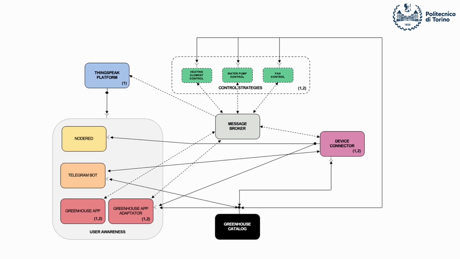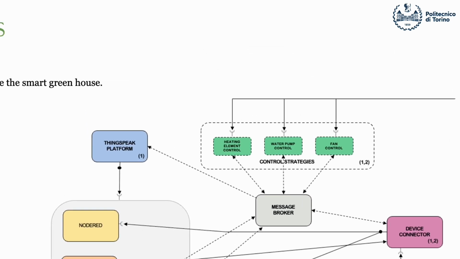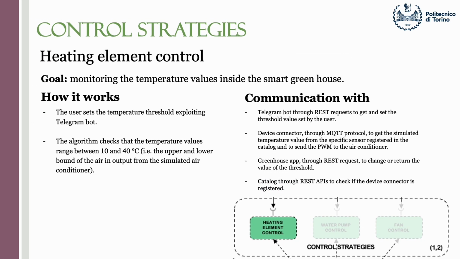In order to control the temperature, the air humidity, and the soil moisture value of the greenhouse, we built three control strategies. The temperature control strategy is meant to receive a desired temperature value through a PUT request and generate a PWM signal sent to a specific topic through the MQTT protocol. The PWM is used by the device connector to control a heating element. In our case, the heating element is simulated as an air conditioner that is able to blow air at a temperature that goes from 10 to 40 degrees Celsius.